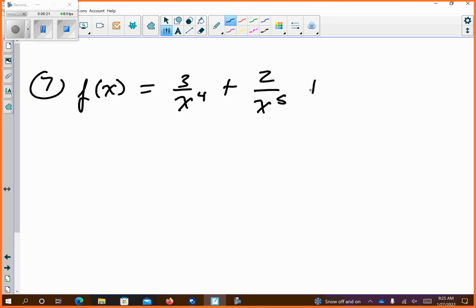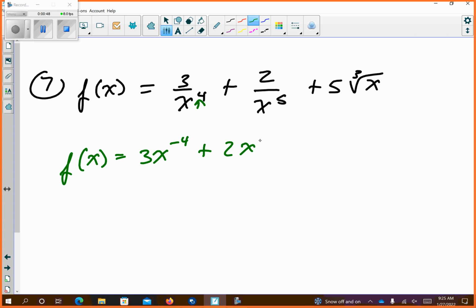x to the fifth plus 5 third root of x. Okay, the nice thing about this is you don't have natural log or sine or cosine or anything like that coming along with it. Derivatives are relatively simple as long as you remember some of the rules with algebra. So I'm going to convert this to 3x to the negative 4, because this wants to move up, plus 2x to the negative 5, because that's moving up.